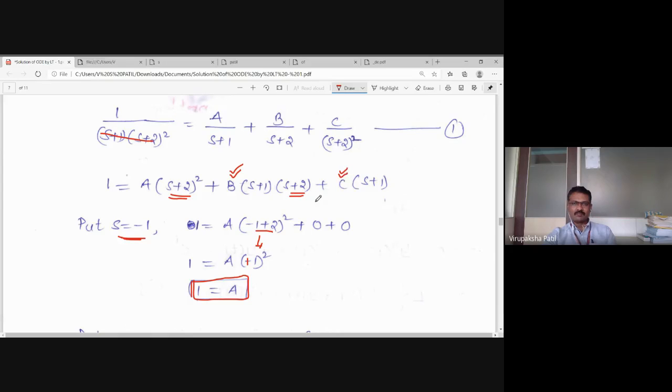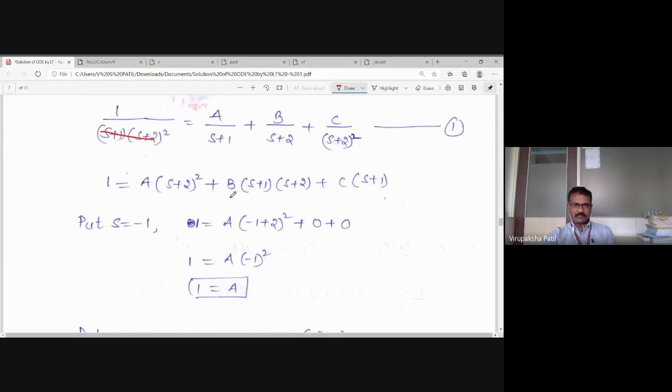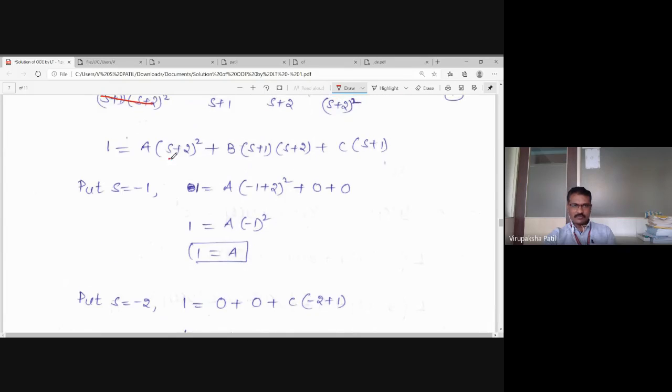but it is possible to find the value of c directly. So to get the value of c, we will try to make this 0, this 0. Is it possible to make this 0? Not possible, I'm sorry, because square is there. If you put s is equal to minus 2, minus 2 is possible here. So if you put s is equal to minus 2, this becomes minus 2 plus 2, 0, and this factor becomes 0.